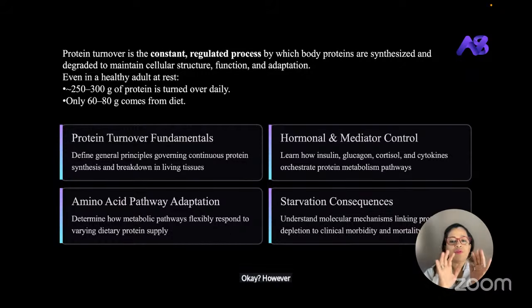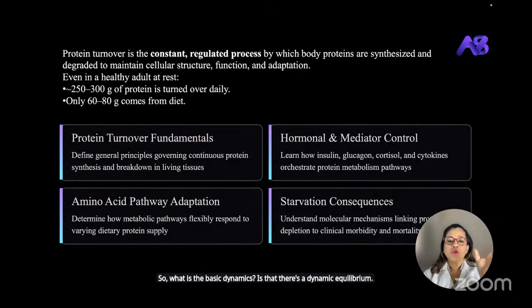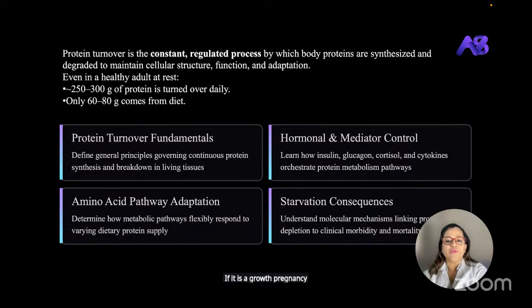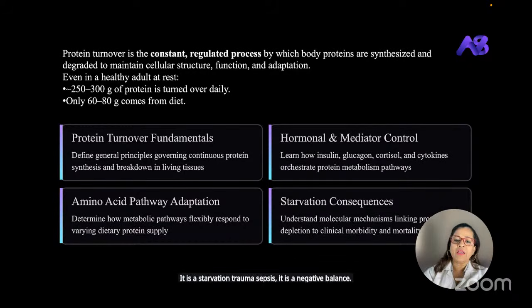However, when you eat how much? 60 to 80 grams of protein, which comes from the diet. The rest is recycled. So the basic dynamics is that there's a dynamic equilibrium. It's simple math. The net balance is equal to synthesis minus breakdown. If it is growth, pregnancy, recovery, it is a positive balance. If it is starvation, trauma, sepsis, it is a negative balance. If you are a healthy adult, it is a neutral balance.